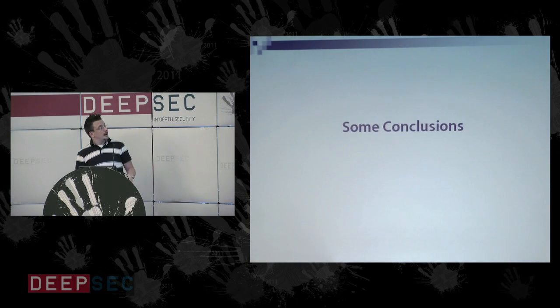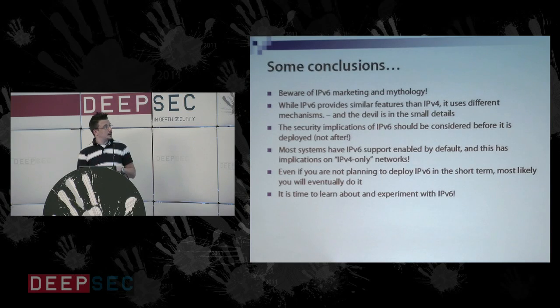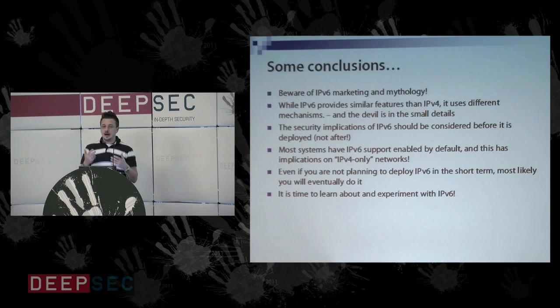Conclusions? First of all, beware of V6 marketing and myths. There are lots of people that try to sell IPv6 with properties that IPv6 is supposed to have but doesn't really have. V6 basically provides the same functionality as before, but the details are a little bit different, and sometimes those small differences make a big difference when it comes to security. And again, the idea is that even if you are not planning right now to deploy IPv6, you should have it in mind because your network has at least partial support of IPv6, and it's very likely that you are going to deploy it in the near term.